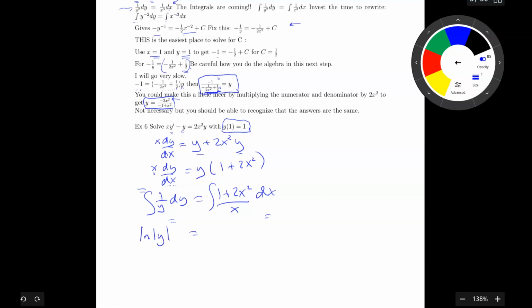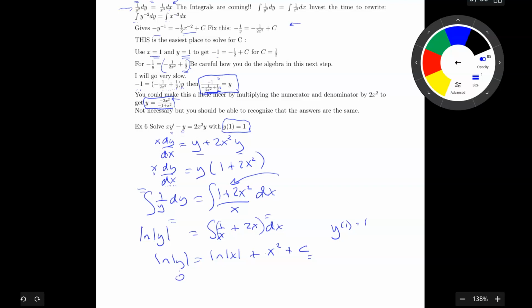Ooh, what to do here? You've seen things like this before. You want to separate around the addition in the numerator, right? So this gives me 2x dx. So this gives me ln of x plus x squared over 2, so the 2's cancel, plus the c. Okay, so now let's use y of 1 is 1 to solve for the c right here and now.